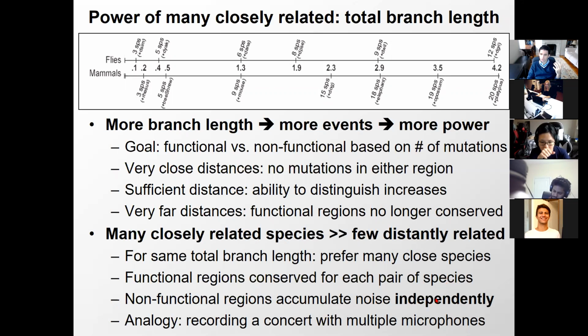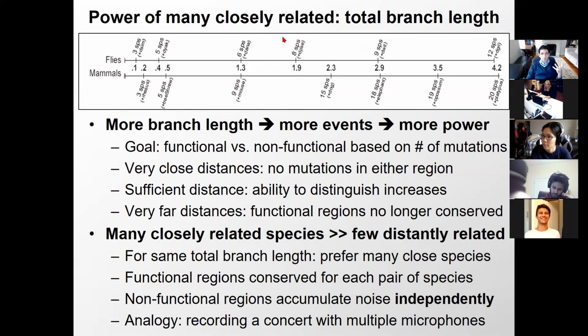And the analogy that I like to give here is when you're recording an orchestra with one microphone, if there's noise surrounding that microphone, you're going to record as much noise as signal. If there are multiple microphones, the signal will be transmitted linearly to all of the microphones, but the noise will be independent in each of the microphones. And therefore, we're able to actually capture the evolutionary signal because of this independent accumulation of noise in the different lineages.